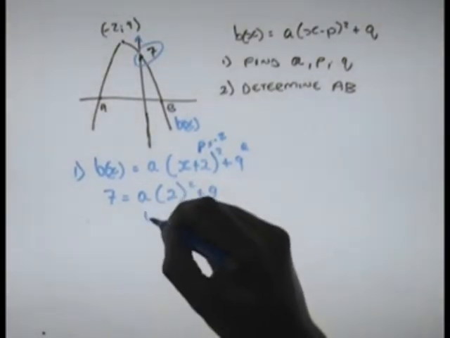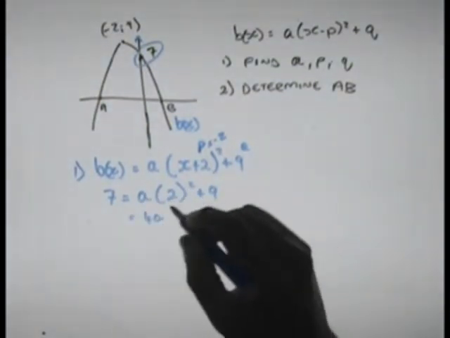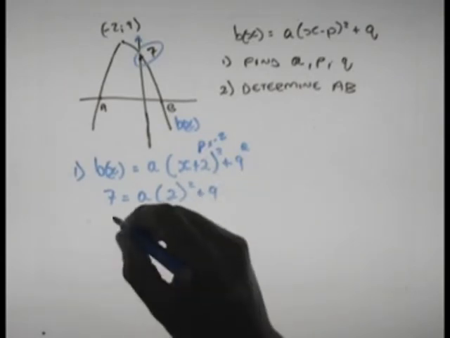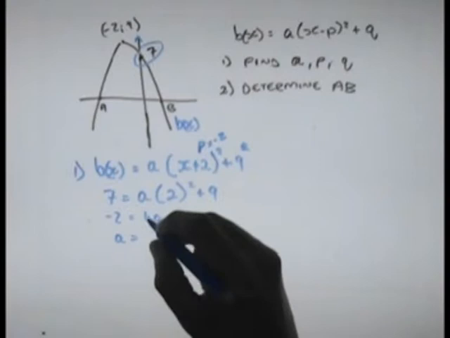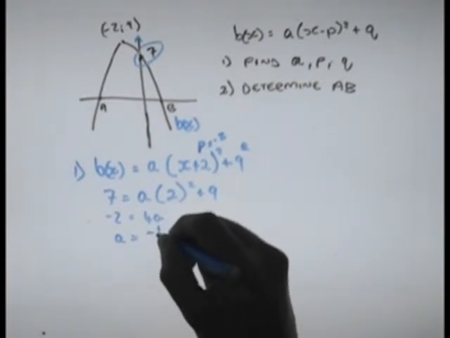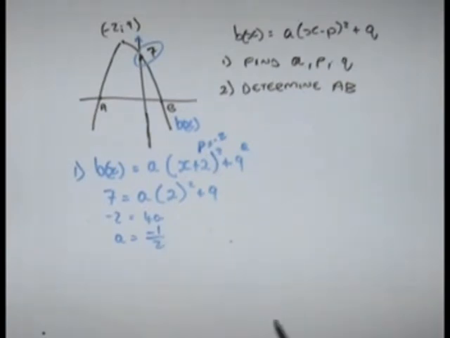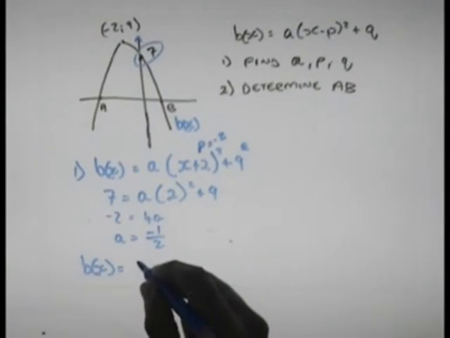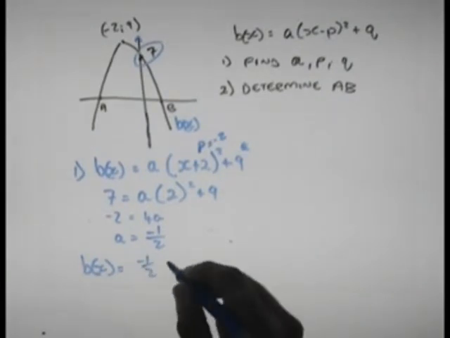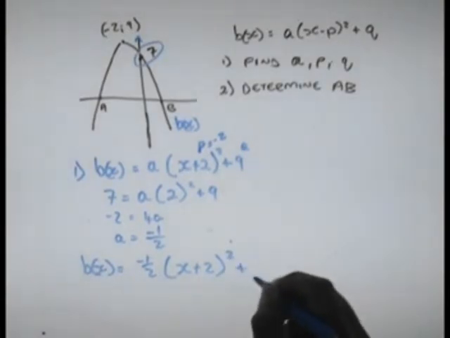2 squared is 4, times a is 4a, is equal to 7 minus 9 is negative 2. That means that a is equal to negative 1 over 2. Negative 2 over 4 is the same as negative 1 over 2. That means that b of x is equal to negative 1 over 2 (x plus 2) squared plus 9.